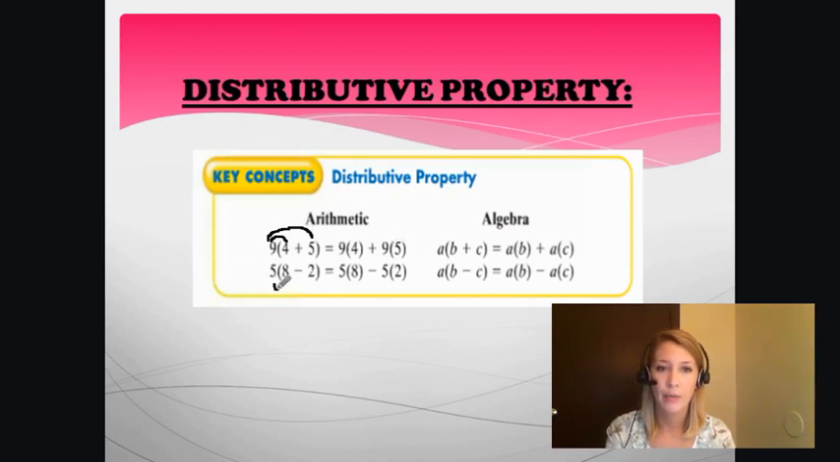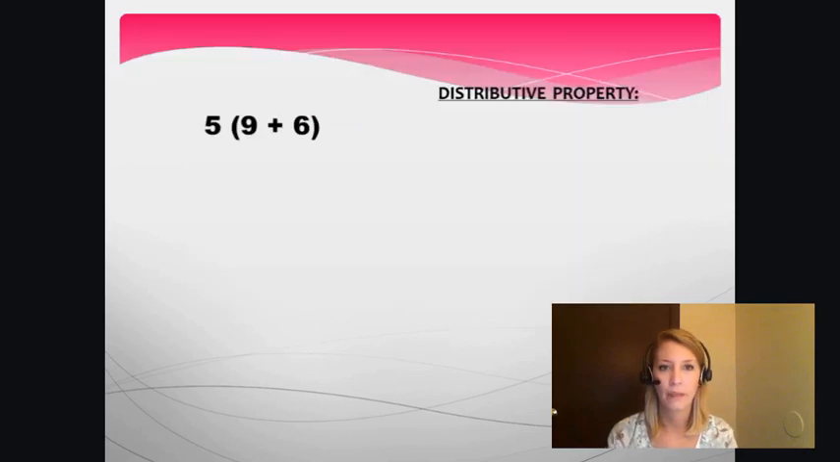Same thing with this example. We're distributing 5 to every term inside the parentheses. 5 times 8 and 5 times 2. Let's go ahead and take a look at an example of that.